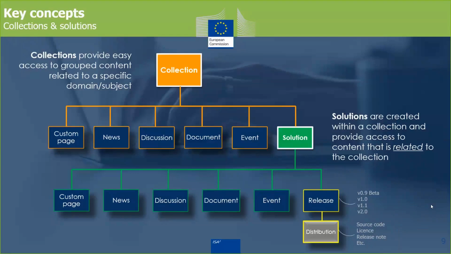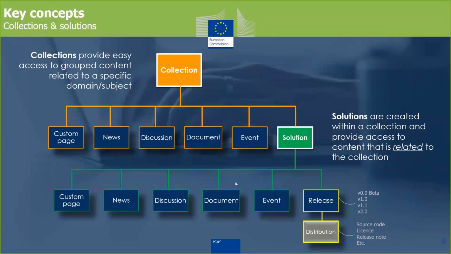As you can see, the items that could be created under a collection are: custom page, news, discussion, document, event, and the solution, of course. The solution is a special type of item under the collection, which relates to the subject or domain of a collection, but also has extra items that could be created. Solutions are ideal, especially for creating your software releases or your framework releases, services, even grouping in there your case studies or best practices.